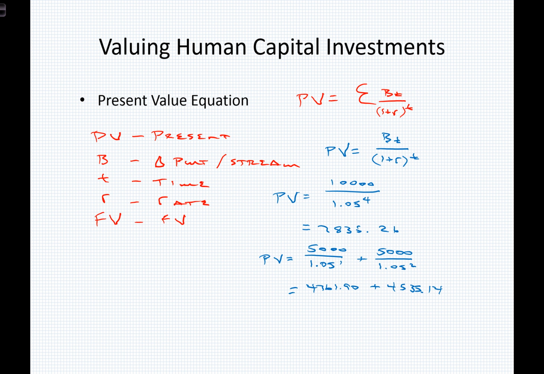If I add those together, I then see that I got 4,761.90 plus 4,535.14, or $9,297.04.